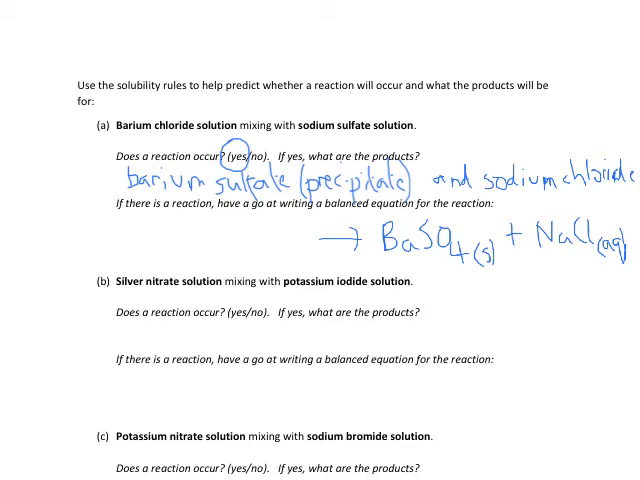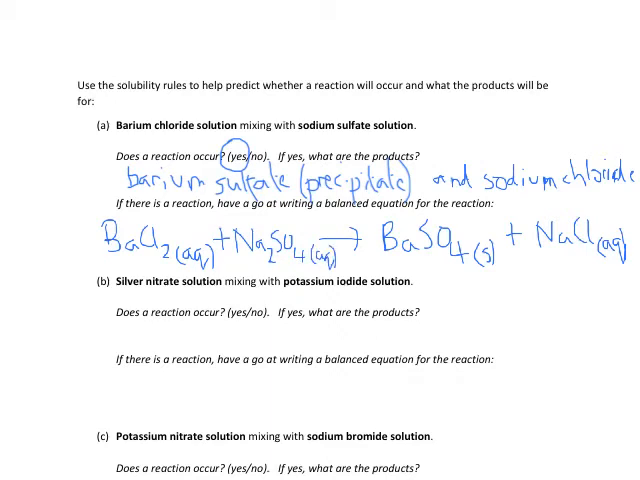And on the other side, I've got to say what I've started off with. I've started off with barium chloride. Ba is 2+, but chloride's only 1-, so I need 2 of them, and they're in solution. And the other is also in solution, which is sodium sulfate, Na2SO4(aq).